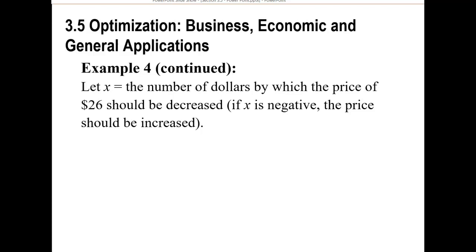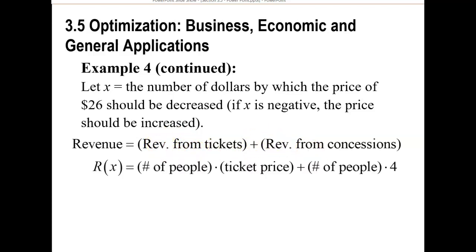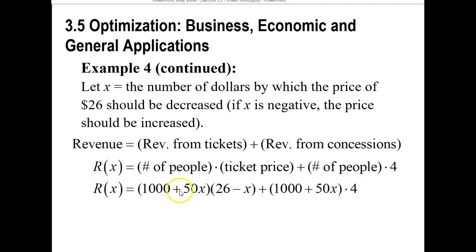So if x is how much it should be decreased, our total revenue is going to be our revenue from ticket sales plus the revenue from the concessions. So the number of people times the price per ticket is the revenue from ticket sales. Number of people times $4 per person is how much they take in on average for concessions. It said customers average $4 on concessions. So they bring in $1,000 if they sell at $26.